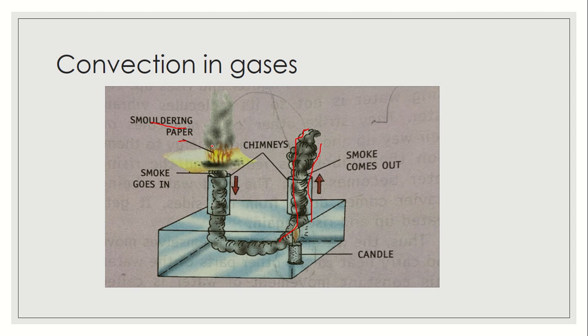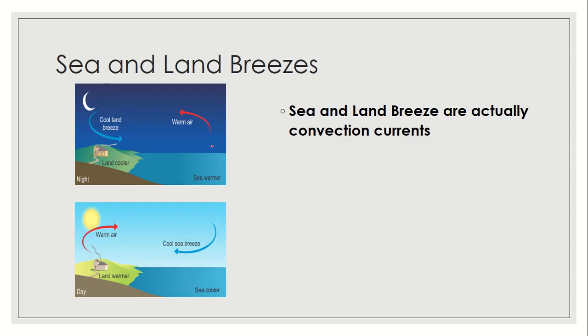Okay, let's move on to the next thing. Now sea and land breezes. Sea and land breezes are actually convection currents. Let me explain. The sea has a higher heat capacity than land. That means the sea takes a long time to get heated, and it will also take a long time to cool as compared to land.